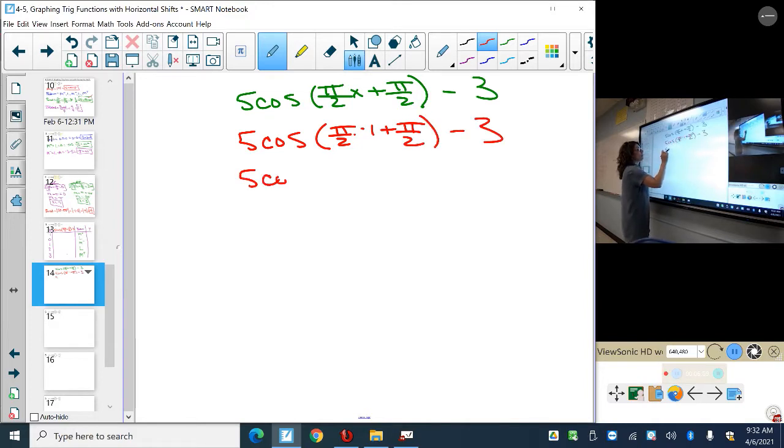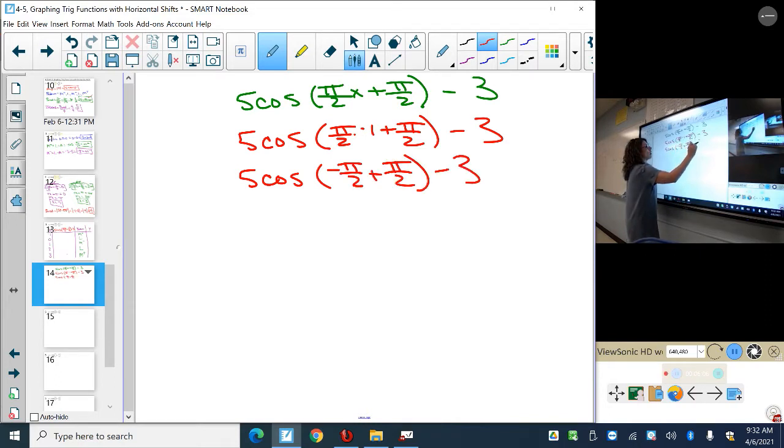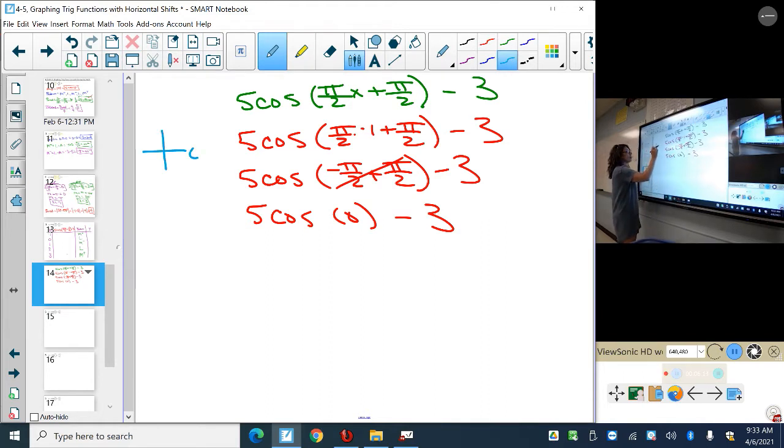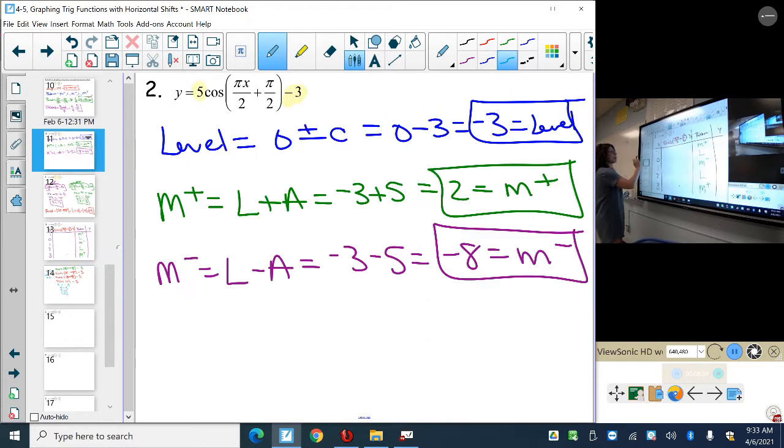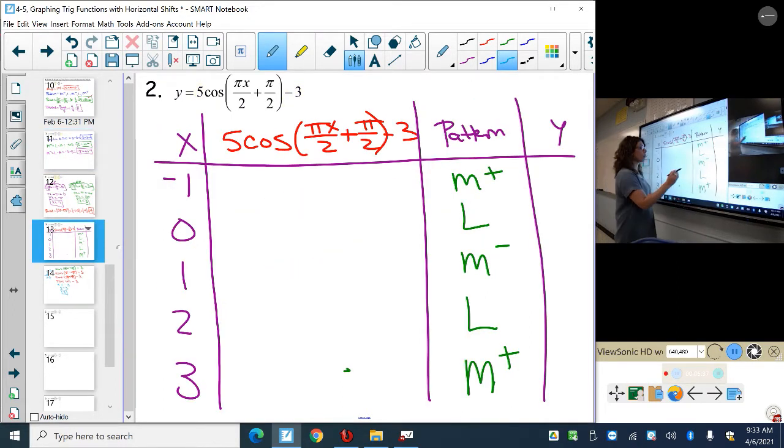So this is going to give me negative pi over 2 plus pi over 2, which means that cancels out to give me 0. Then, this is 1, 0, 0, 1, negative 1, 0, and 0, negative 1. What is the cosine at 0? The cosine at 0 is 1, so that's 5 times 1. So that's 5 minus 3, which is 2. That 2 is my maximum value, which is exactly what it's supposed to be, so I know that I'm right.